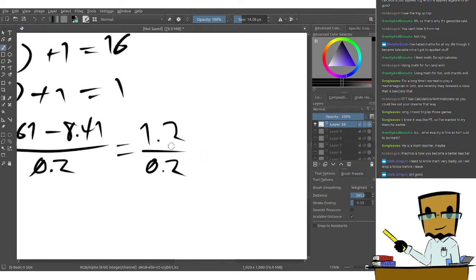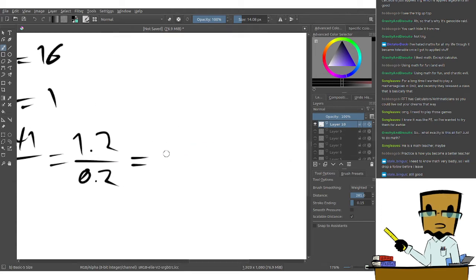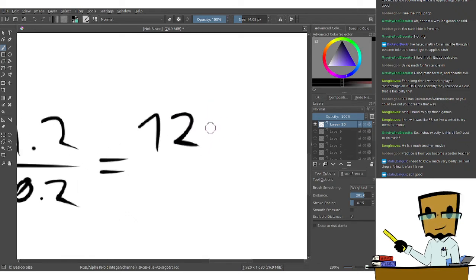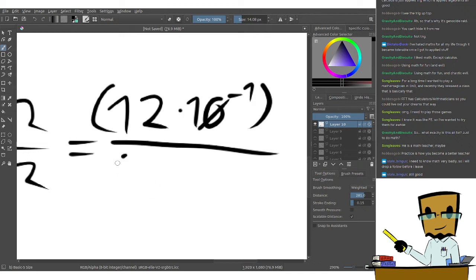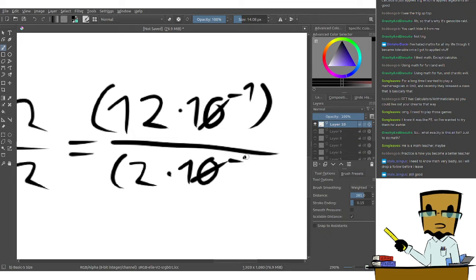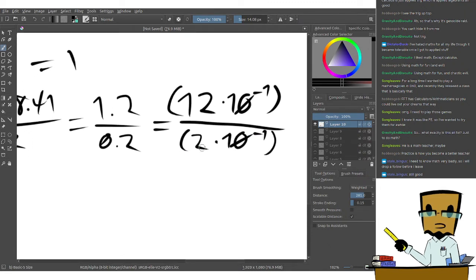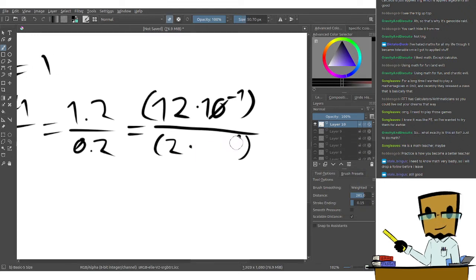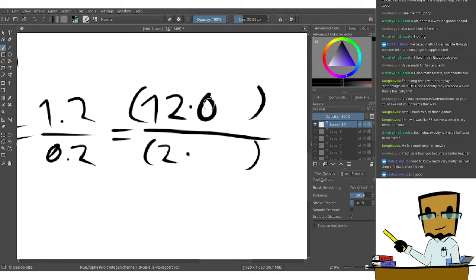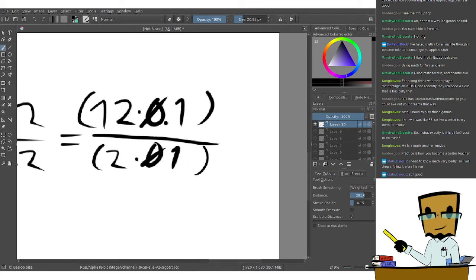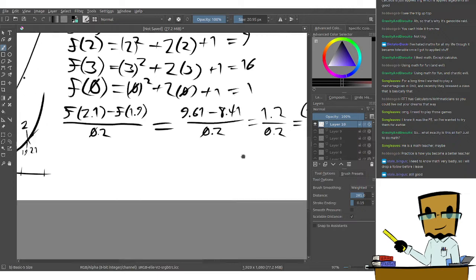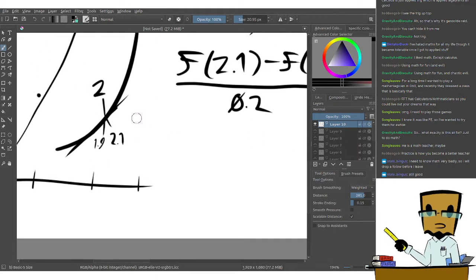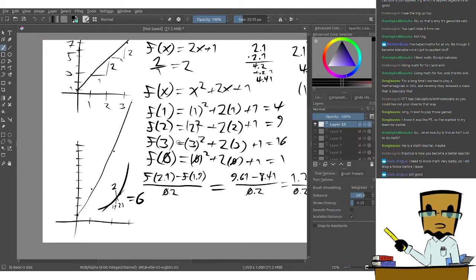Here's a nice little teaching moment as well. If you want to look at it the cool way, you can see this as 12 times 10 to the negative 1 divided by 2 times 10 to the negative 1. Yeah, 10 to the negative 1 is 0.1. But anyways, if you've got decimals like that, as long as you move them the same number of spaces, you can simplify your fractions a little bit. And then, 12 divided by 2 is a relatively easy equation. So, the slope at 2 is 6. 6 units per unit.